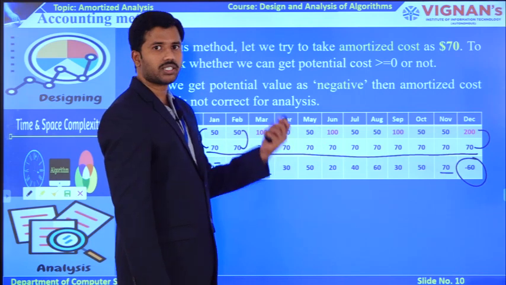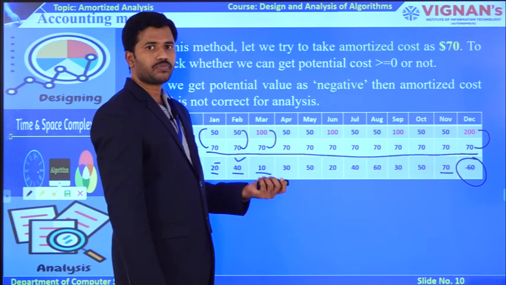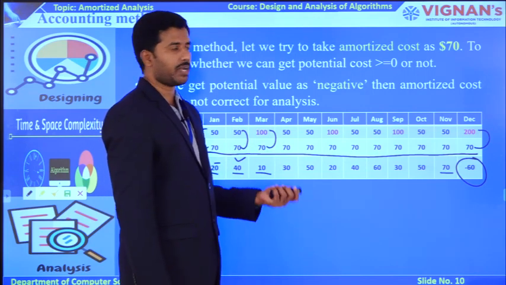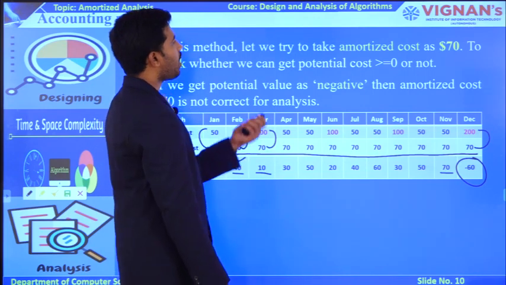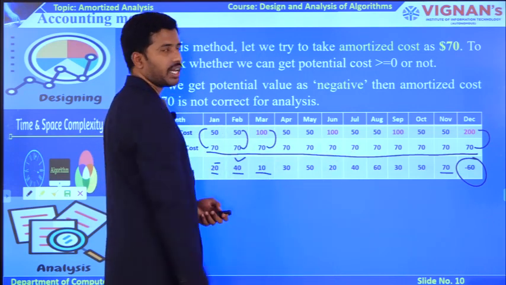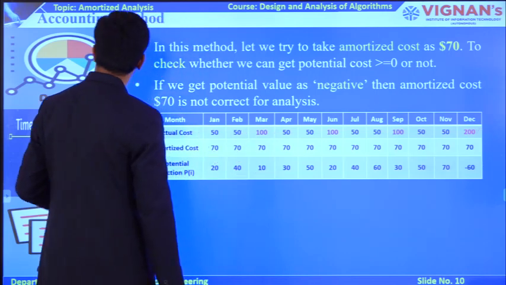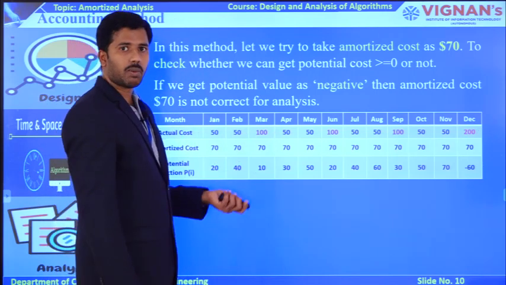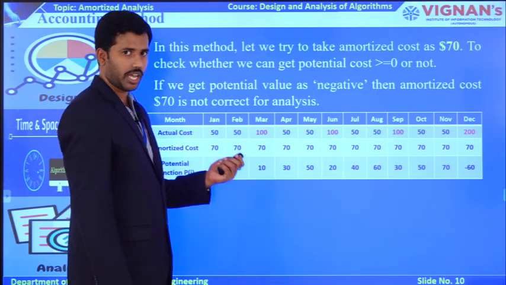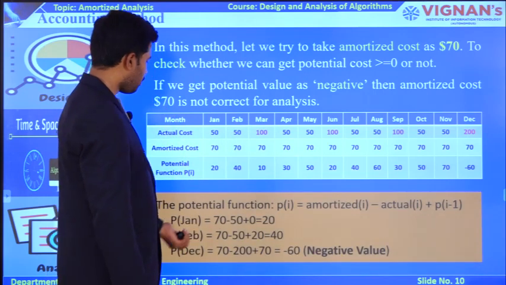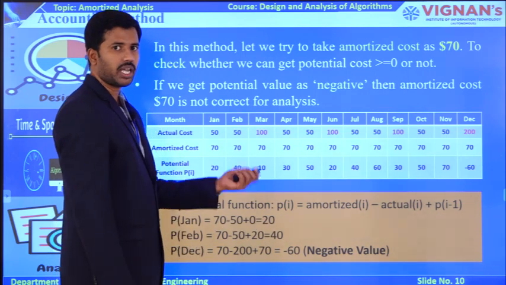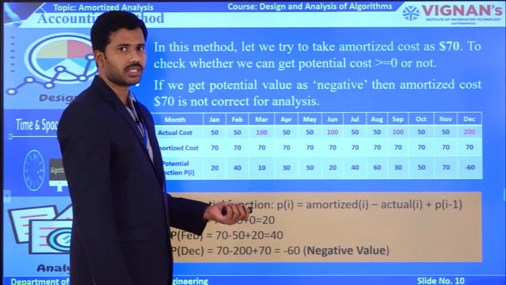So ultimately I can say that the aggregate method's actual amortized cost of 75 is correct. Why? Because if I take any value randomly less than $75, ultimately I get a negative value. Based on this accounting method, you have the capability to recheck whether the aggregate method solution is correct or not. So for the December month you get a negative value, and ultimately I can say that my aggregate method solution is correct.